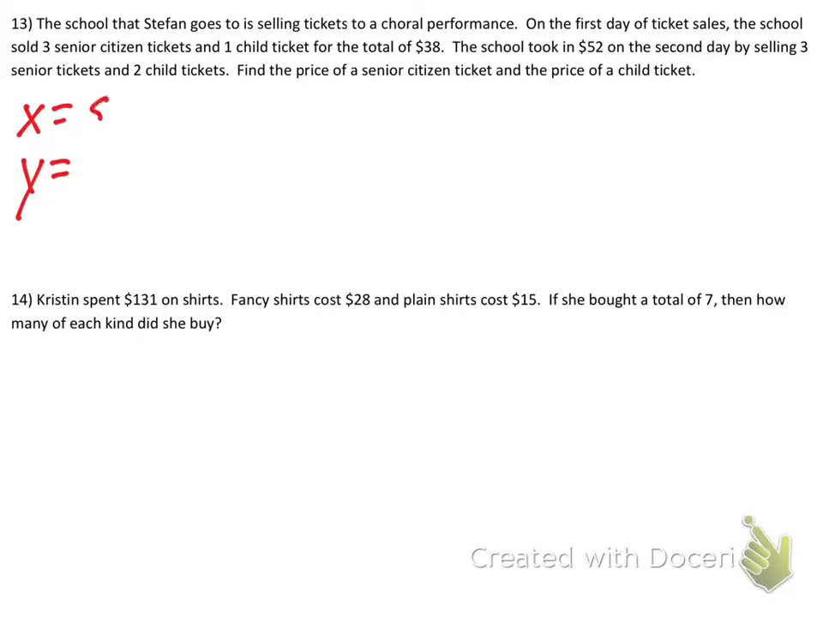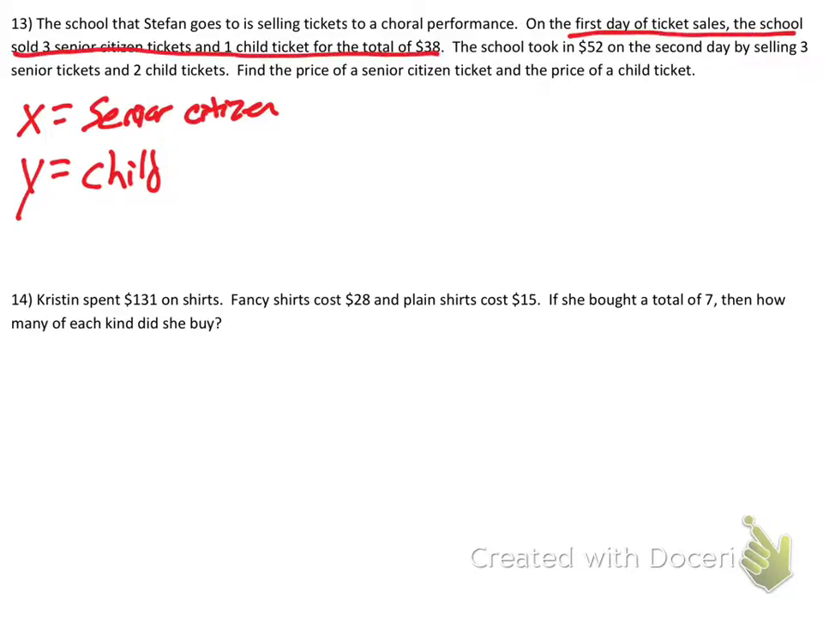So there's senior citizen tickets, and then there's child tickets. Then from there you can create 2 different equations. The first one talks about the first day. The first equation would be 3 senior citizen tickets, and then you want to add one child ticket, so that'd be 1y, and that's going to equal 38.